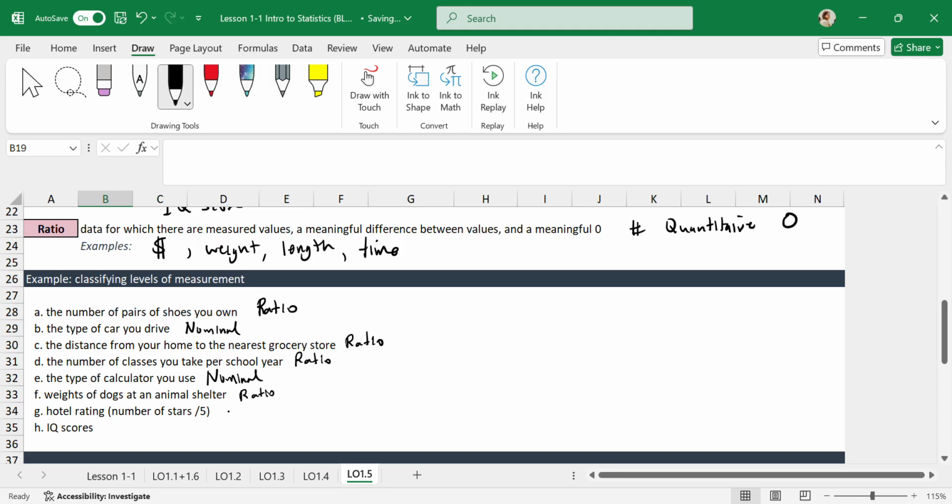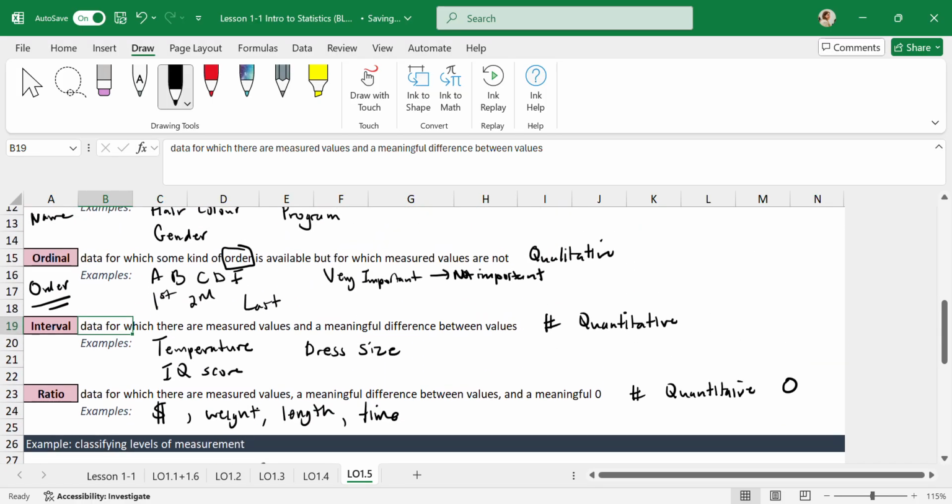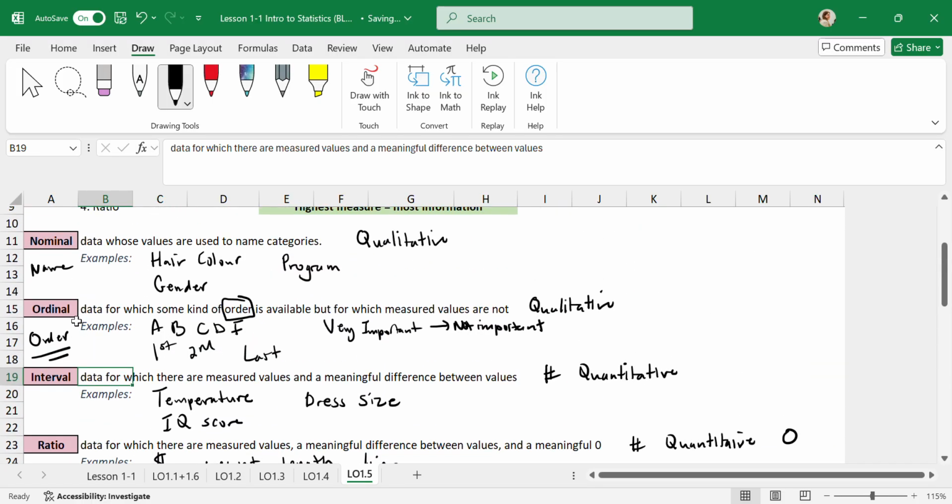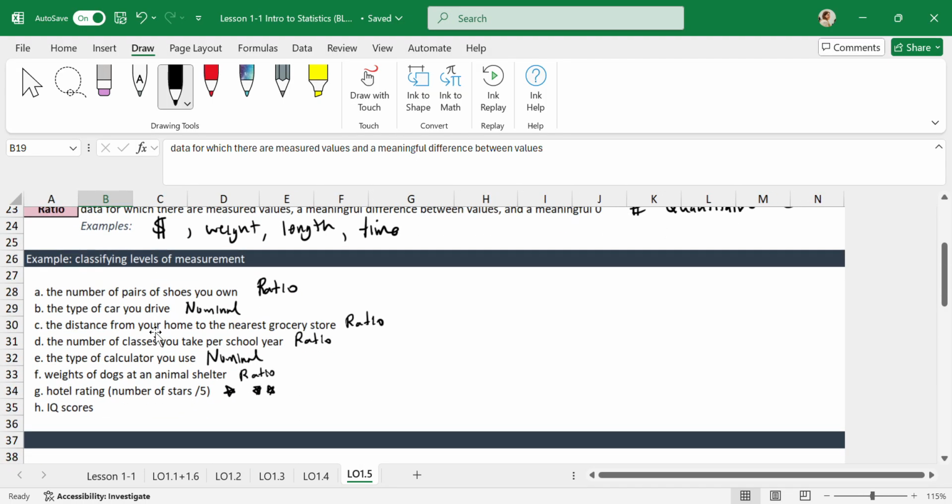Hotel rating, if it's stars out of 5, like 1 star, 2 stars. Earlier we said that's qualitative. For qualitative, we have nominal and ordinal. For number of stars, order does matter. We know 5 stars is way better than 1 star. So that would be ordinal because it's putting it into categories, but we know which one is best.